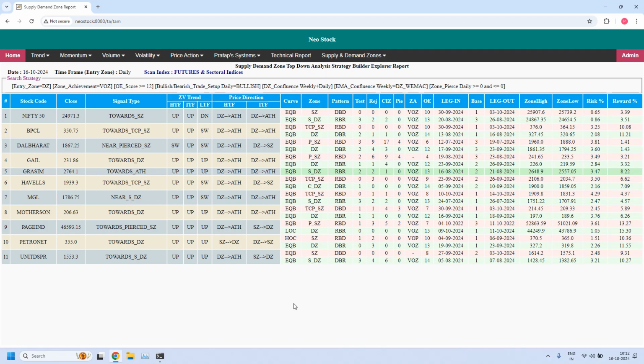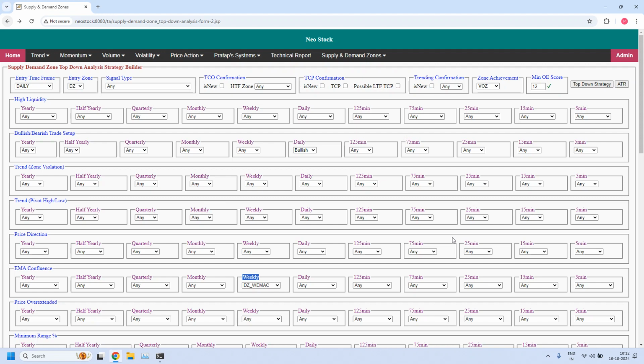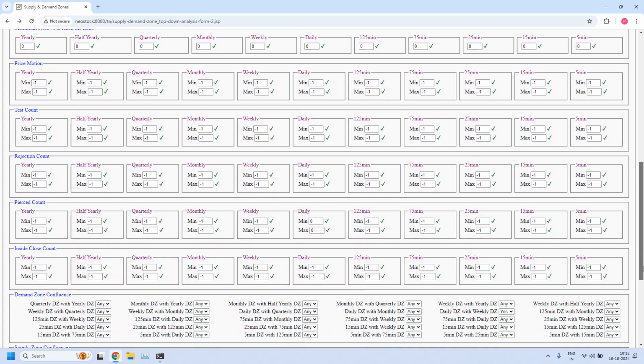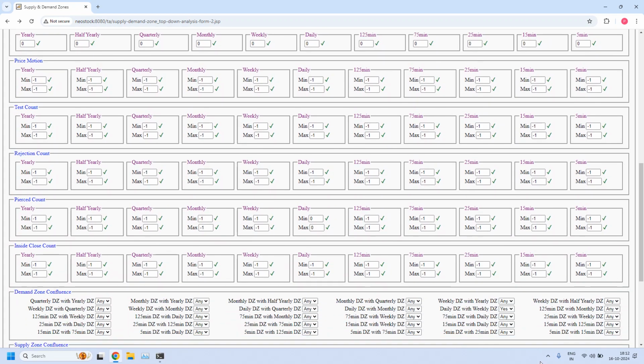Okay, next let us look for LTF, ITF and HTF confluence. So I am removing this EMA filter. In the demand zone confluence, I am adding 2 more additional filters. Already one filter is there, 2 more filters. Daily demand zone with weekly demand zone is already enabled.